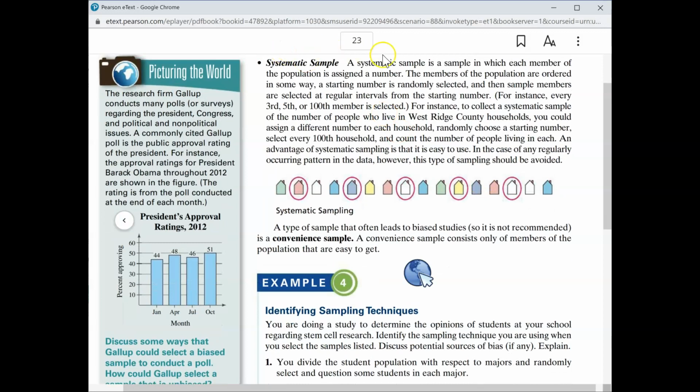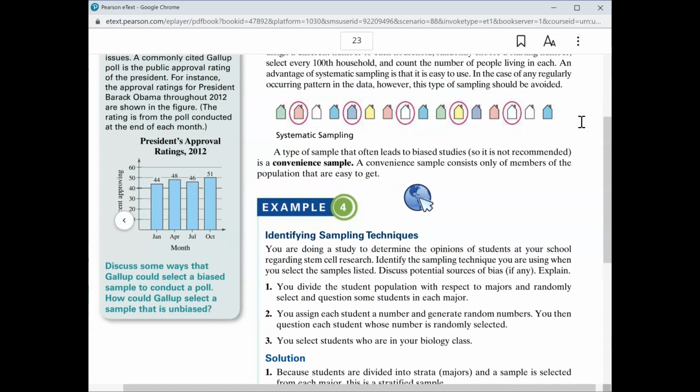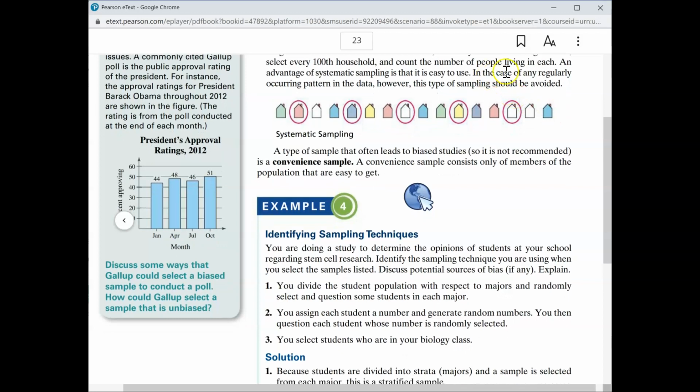A systematic sample is a sample in which each member of the population is assigned a number. The members of the population are ordered in some way. A starting number is randomly selected, and then sample members are selected at regular intervals from the starting number. For instance, every 3rd or 5th or 100th member is selected. To collect a systematic sample of the number of people who live in West Ridge County households, you could assign a different number to each household, randomly choose a starting number, and then get every 100th household from there. This would work well, except if there's a regularly occurring pattern in the data, then that type of sample would actually create bias as well.